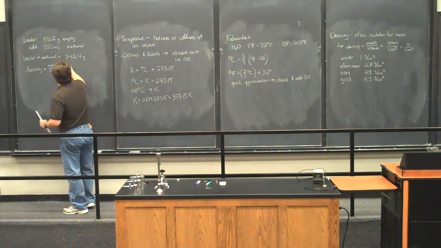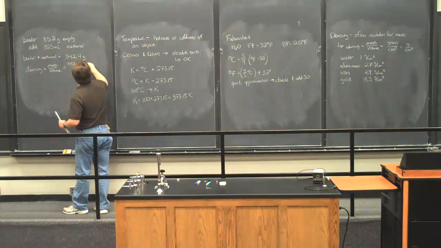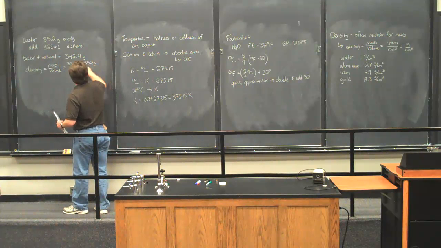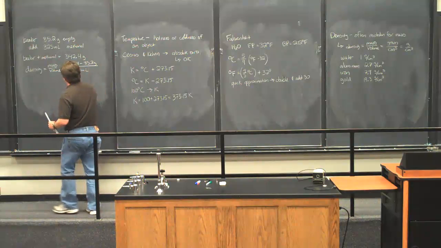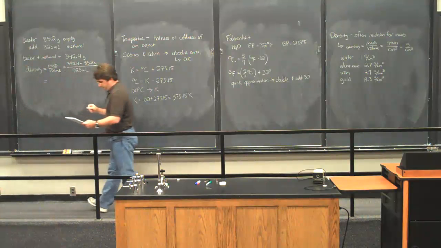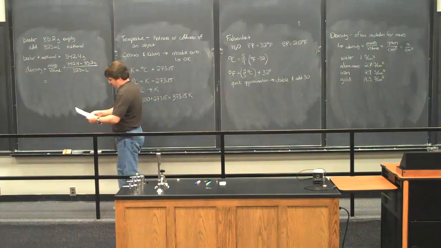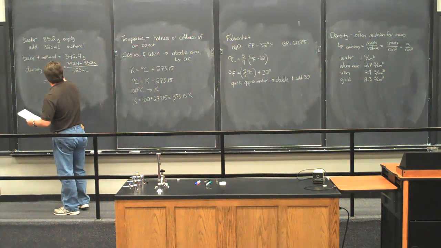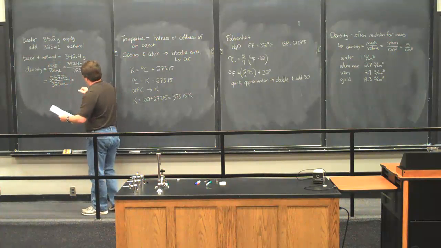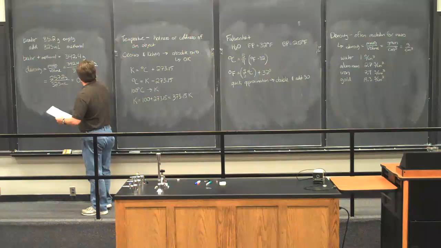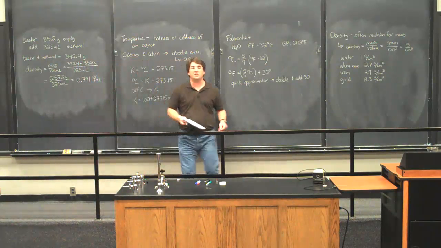So that will be 342.4 minus 85.2 grams over my volume of 325 milliliters. And we get 257.2 grams of methanol over 325 milliliters, and we get a density here of 0.791 grams per milliliter. And a milliliter is the same thing as a cubic centimeter.